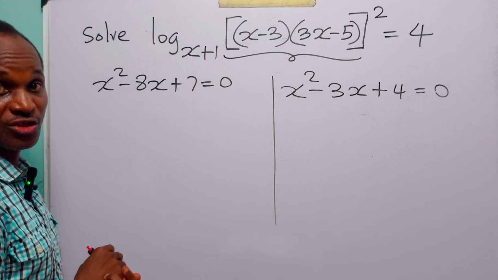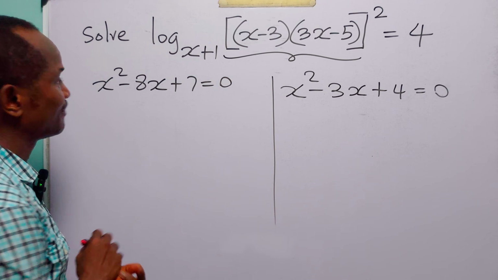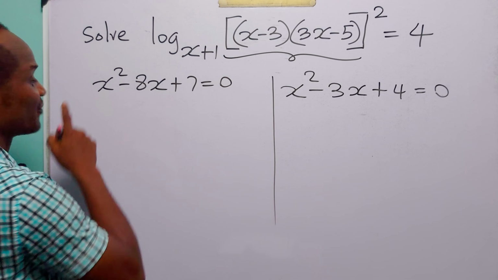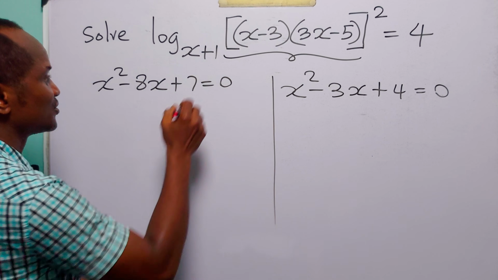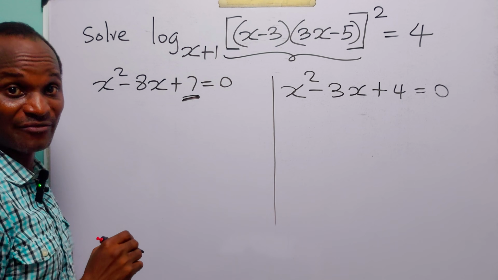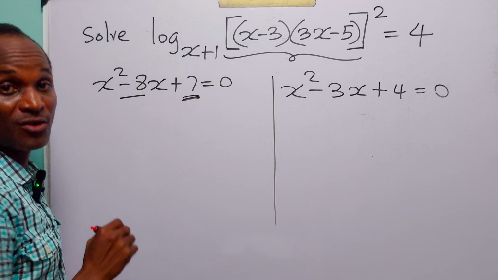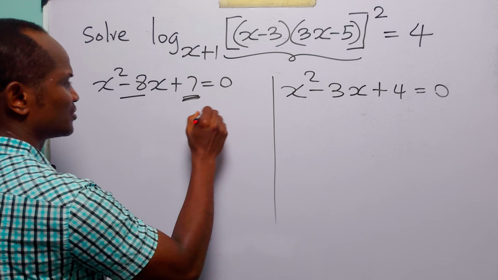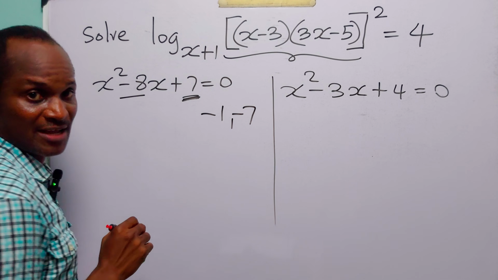Now, to solve this equation, let us use the factorization method. Since the coefficient of x squared is 1, all we need to do is to find the factors of 7 that add up to minus 8. And of course, those are going to be minus 1 and minus 7.